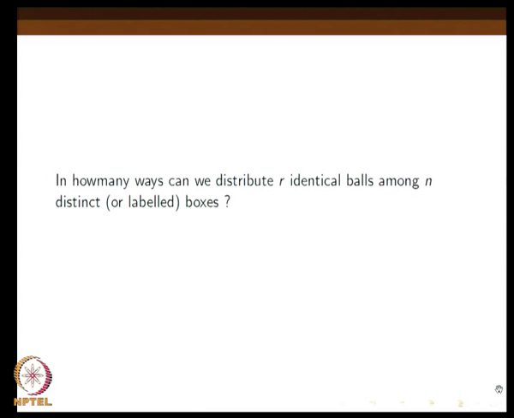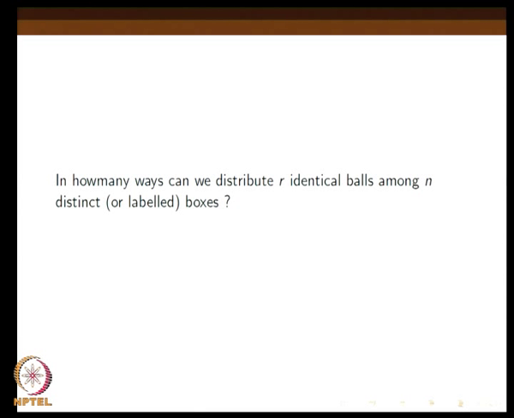Now let us see a different formulation of this problem. As I was telling, in combinatorics it is very common to talk of balls and bins problems. Here is a formulation in terms of balls and bins. We have r identical balls and n distinct labeled boxes.